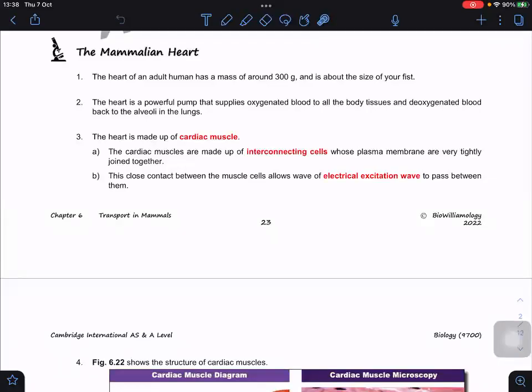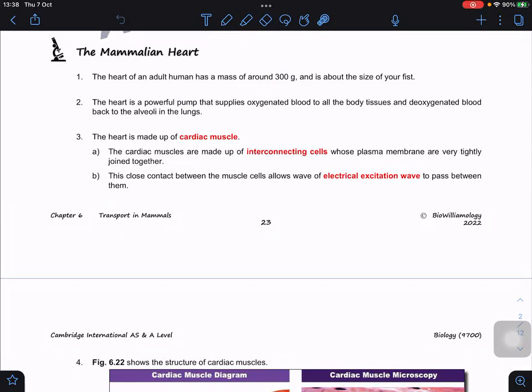Okay, so first of all, let us look at the structure of the mammalian heart. For mammalian hearts in humans, it is roughly about 300 grams. It's about the size of a fist. So now you look at your fist, that is the size of your heart. The heart is a very powerful pump, supplying oxygenated blood all over our body and deoxygenated blood to the alveoli of the lung.